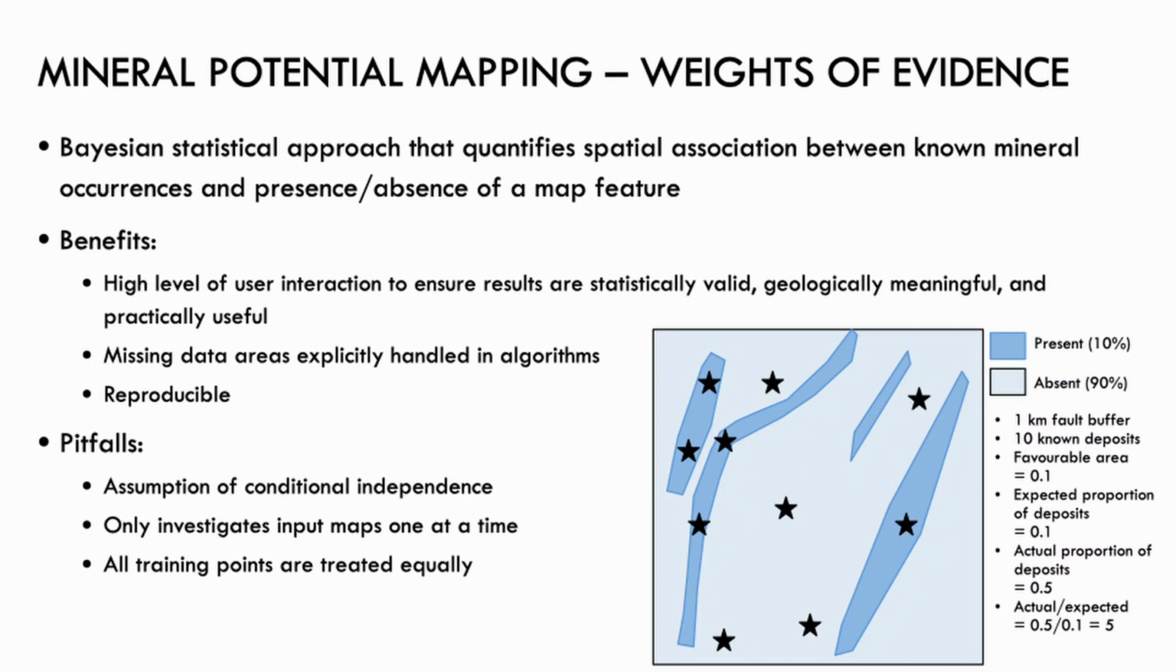So some of the pitfalls to this approach, there's an assumption of conditional independence. Basically, that means that the algorithm assumes that all your input maps into your mineral potential map are statistically independent of each other. And that's not always a valid assumption to make, obviously, because when we're looking at mineral systems, the different mineral systems processes do interact with each other. So we know that they're not actually really geologically independent.